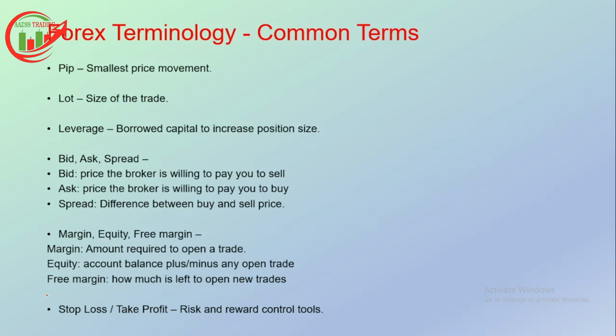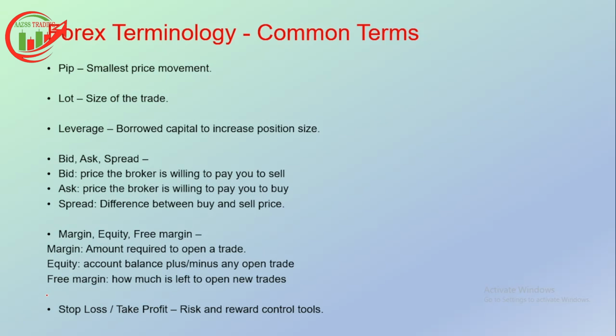So the next one here is bid, ask, and spread price. The bid price is the price the broker is willing to pay you to sell, and the ask price is the price the broker is willing to sell to you to buy. The difference between the bid and ask price is the spread. It's like a shop buying wholesale and selling at retail.